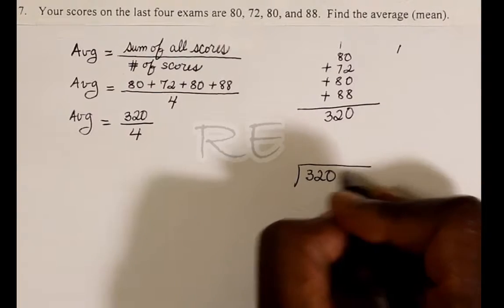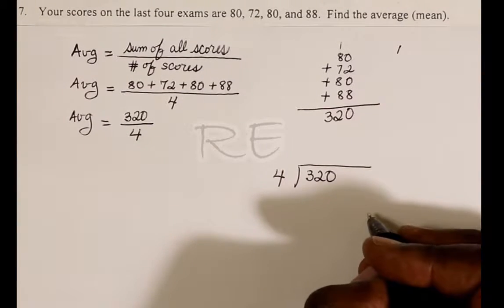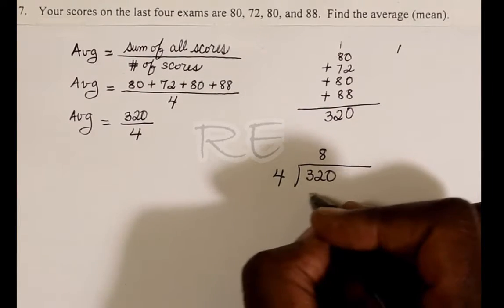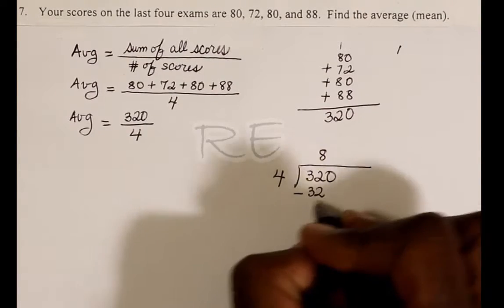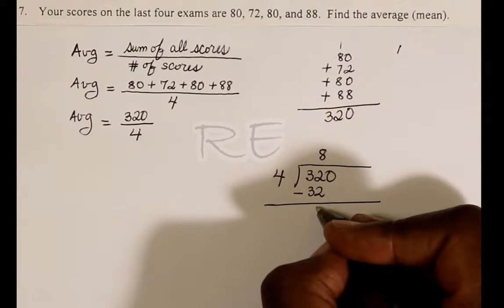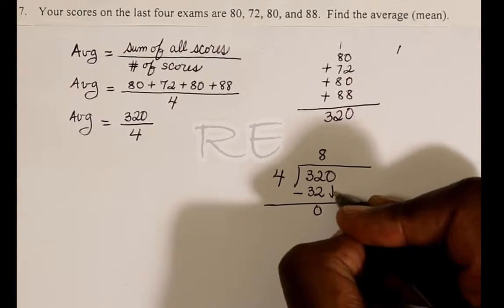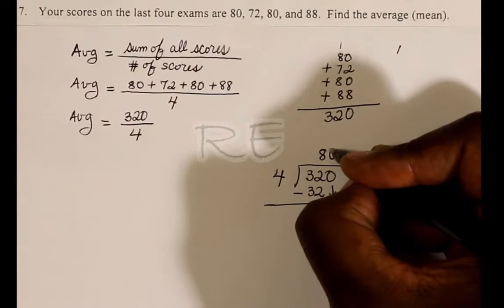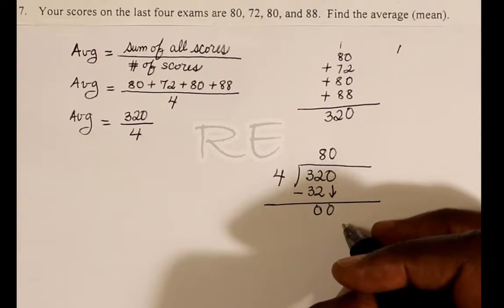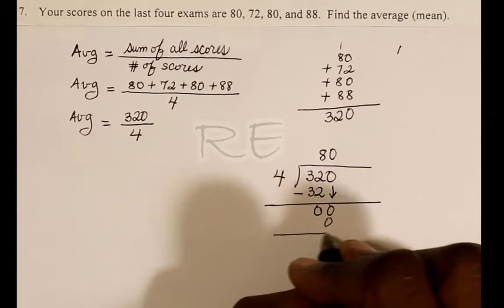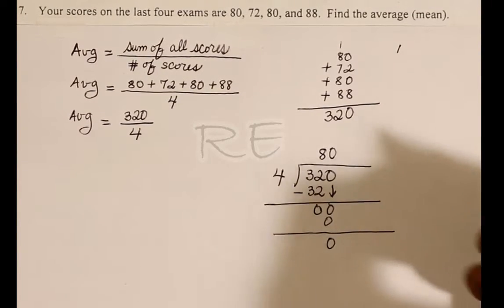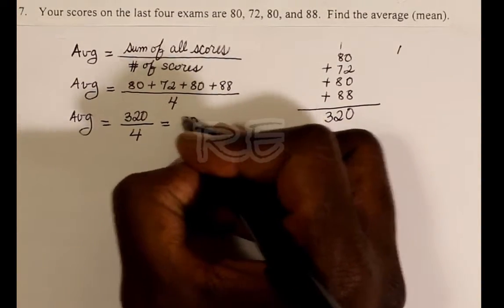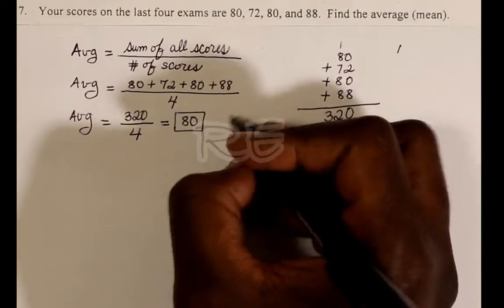320 divided by 4. How many times 4 goes evenly into 32? 8 times. 8 times 4 is 32. Negative 32. Let's subtract. We get 0. Now, bring down 0. How many times 4 goes evenly into 0? 0 times. 0 times 4 is 0. Therefore, our remainder is 0. So the mean is 80.